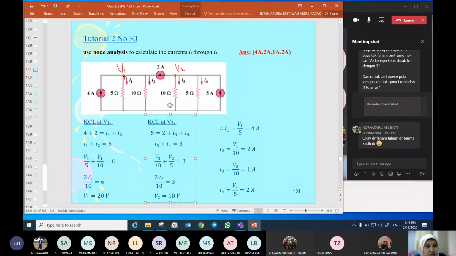This is current entering the node. We have I1 leaving the node and I2 leaving the node. These two enter the node. So we have four branches here, meaning that we will have four items in the KCL equation at V1. What are the currents entering the node? We have 4 and we have 2. So 4 plus 2 is equal to, what are the currents leaving the node? We have I1 and I2, so I1 plus I2.